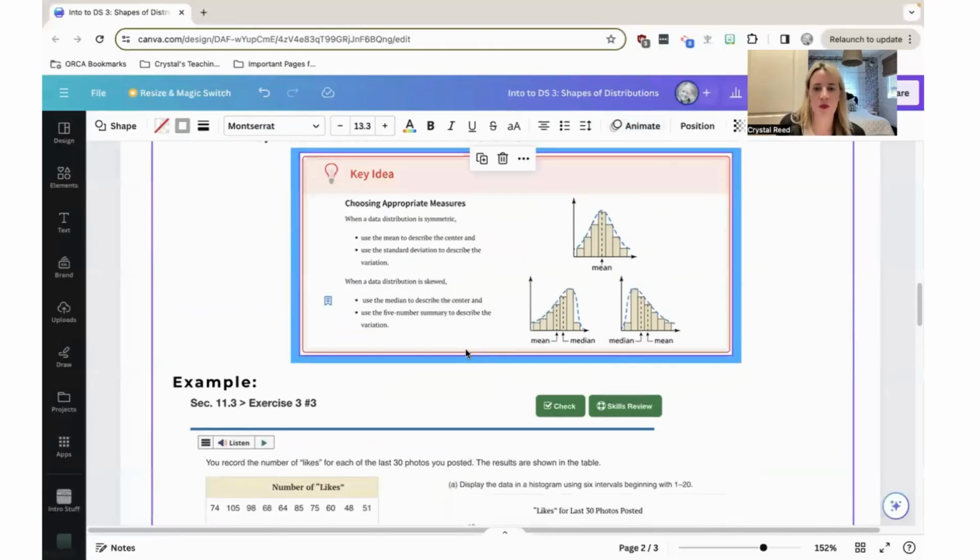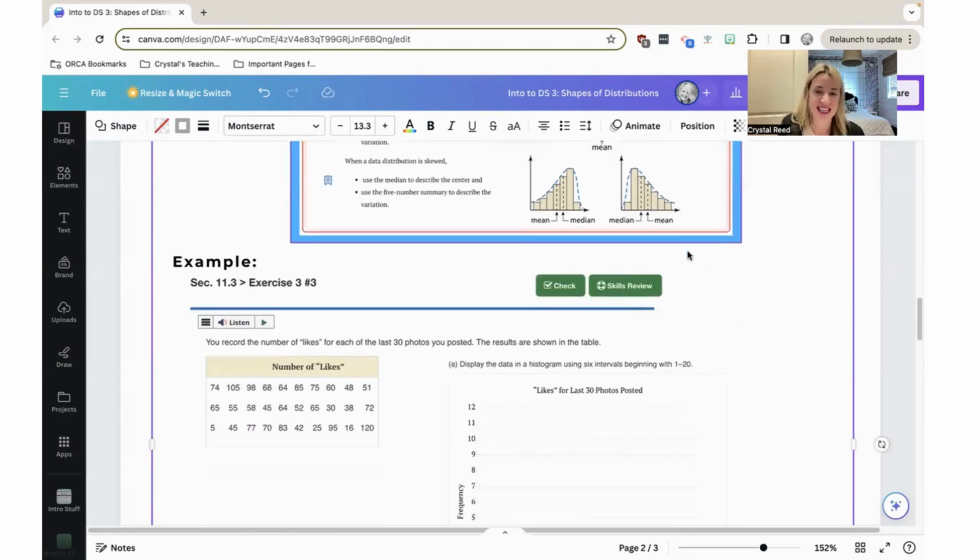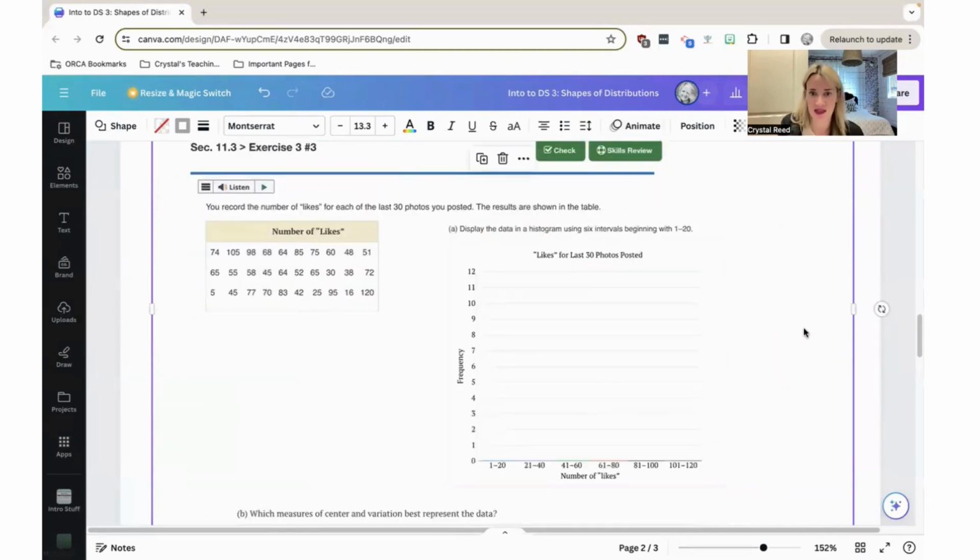All right, so the second part of this lesson talked about choosing the appropriate measures, and that was determined based on if the histogram was symmetric or skewed. And so sometimes you have to take that data and create a histogram and then determine, looking at it, what the best measure of center would be.